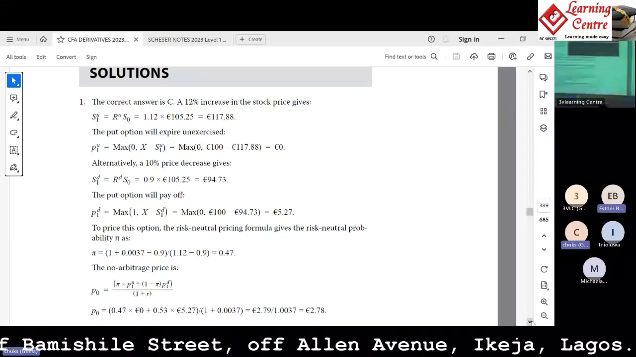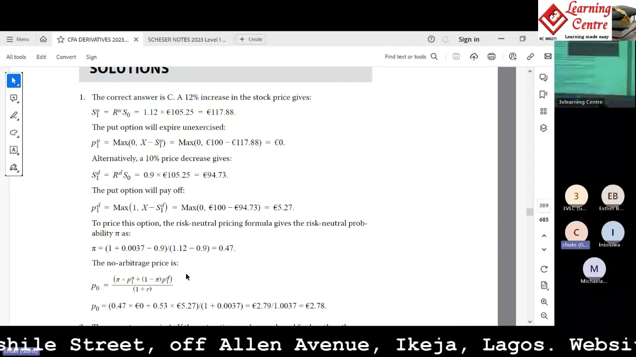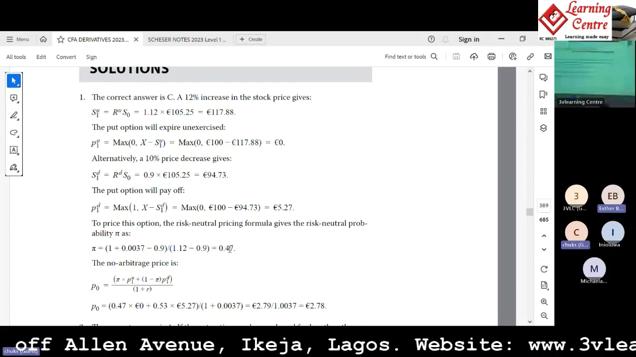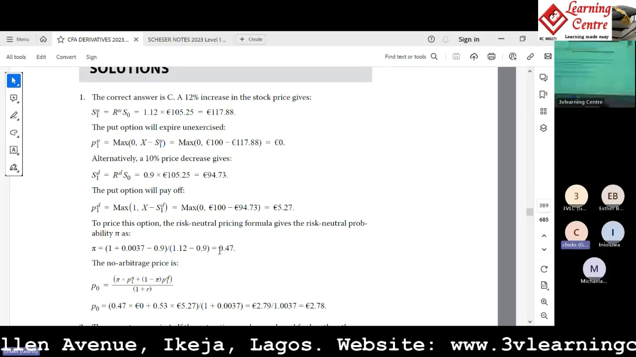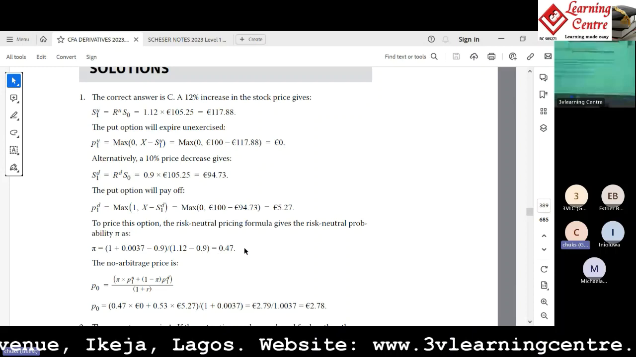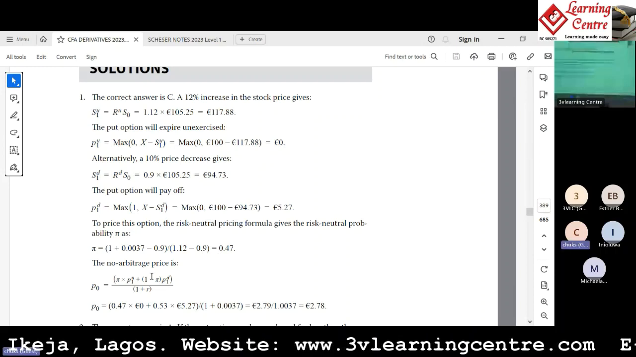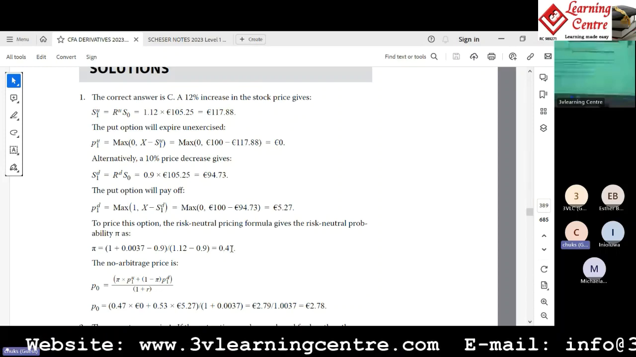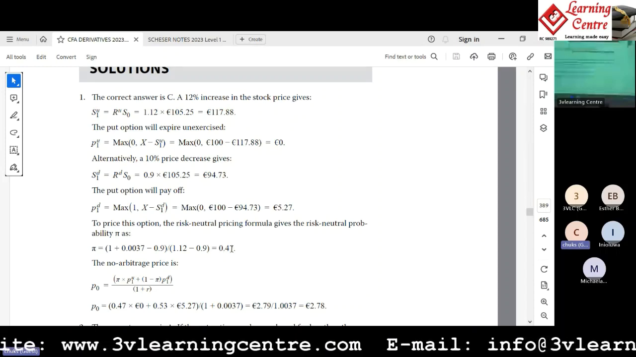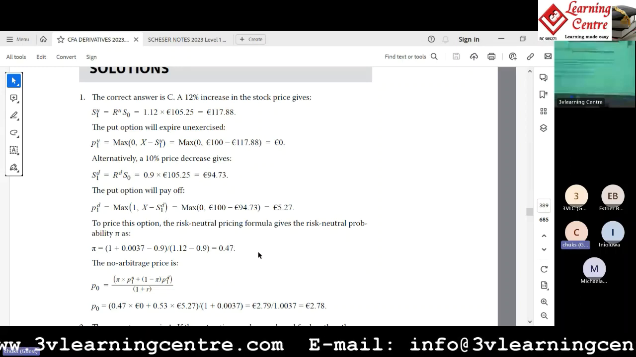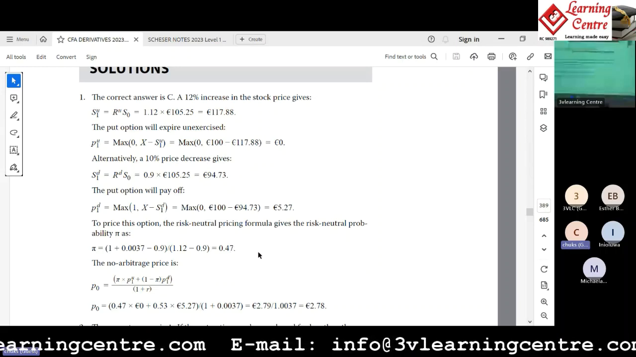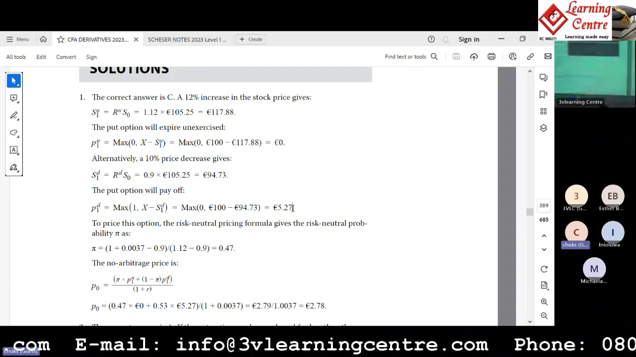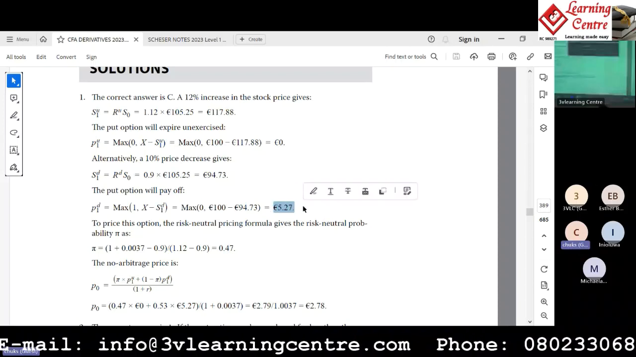So the 0.47, you now plug it into what we have. But since you have 0.47, you need to get the other side. So 1 minus 0.47 will give you 0.53. So 0.53 is the lower, 0.47 is the upper. And we have said the upper limit is 0, so we don't even need that part of the equation. All we need is the lower limit, which is 0.53 times 5.27, which we've calculated before. And then we'll get our answer.